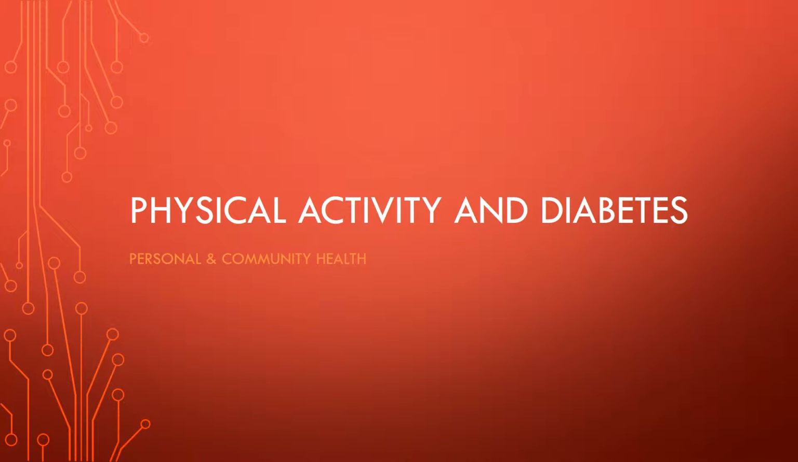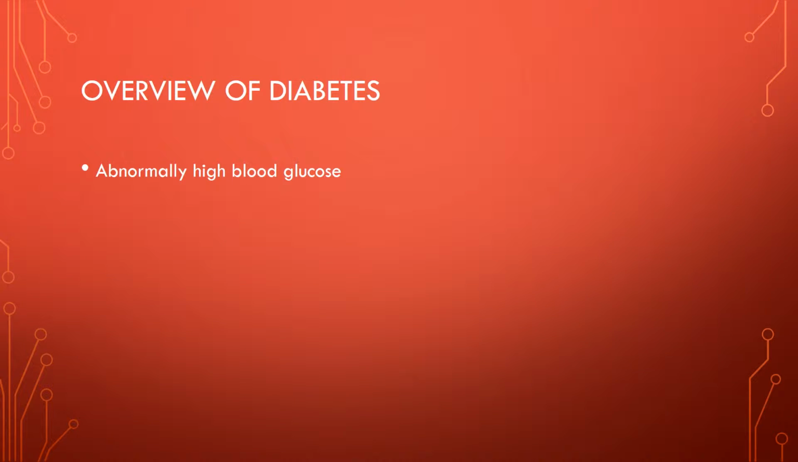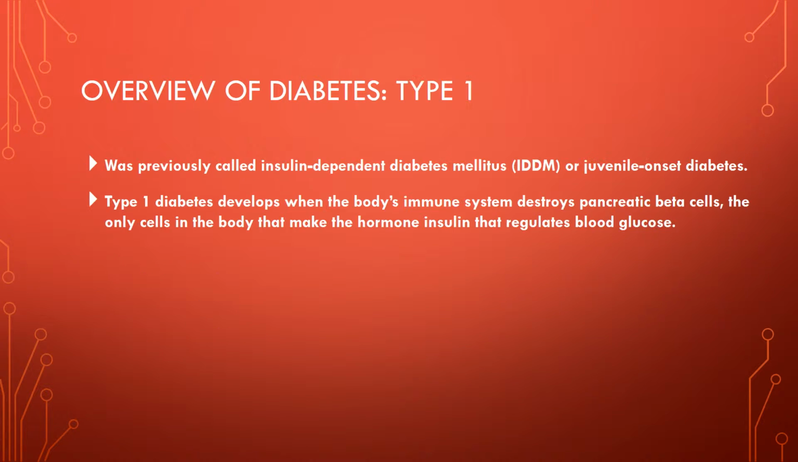Today we're going to be talking about the relationship between physical activity and diabetes. This is Module 11. So first let's give an overview of diabetes. In the broadest sense, diabetes is simply abnormally high blood glucose or blood sugar. There are three types of diabetes that we're going to be talking about today: type 1, type 2, and gestational. And so we'll go through these.